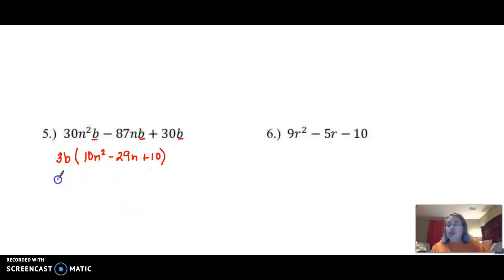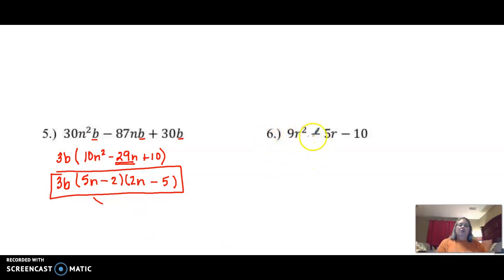And now I could try to factor again, see if it'll go any further. Sorry, that's a B. So 5n and 2n with my 10. If I tried 5 and 2 again, remember I'm trying to get to 29. If I put 5 here, that will give me 25. And if I put a 2 here, that will give me 4. So 25 and 4 will give me 29 if they're both negatives. And so we factor.